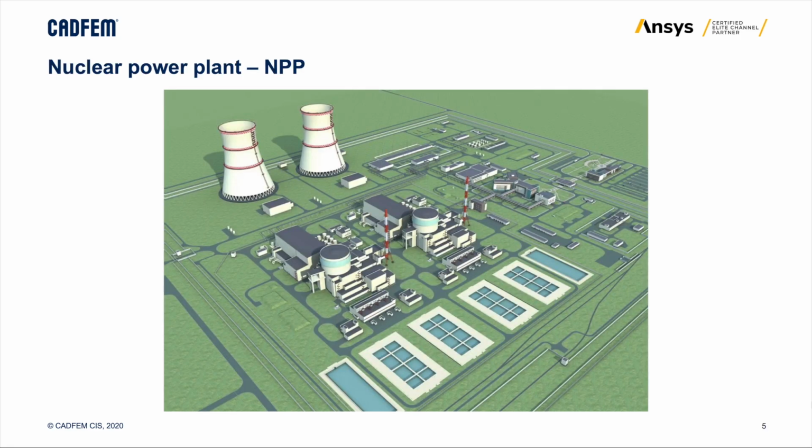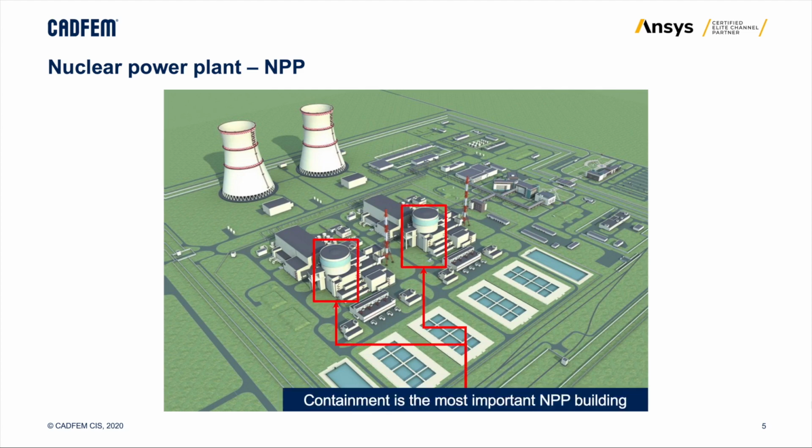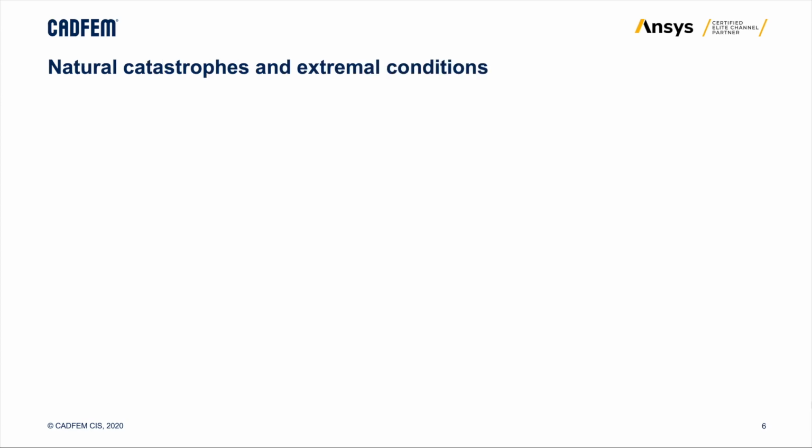Problem introduction. A nuclear power plant, or NPP, is a huge complex of buildings and constructions. The most important part of an NPP is the containment. This is the building where the reactor is placed. This building should be protected from many load types. When you are planning to design an NPP, you should take into account many natural catastrophes and extreme conditions, depending on the place where the NPP will be constructed.